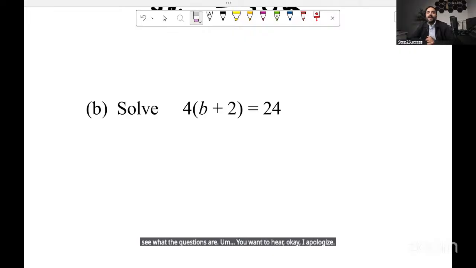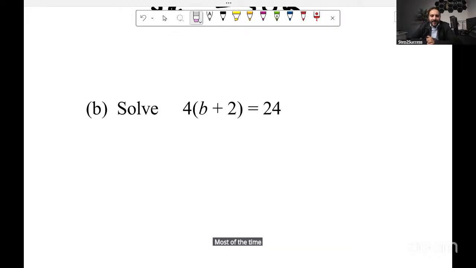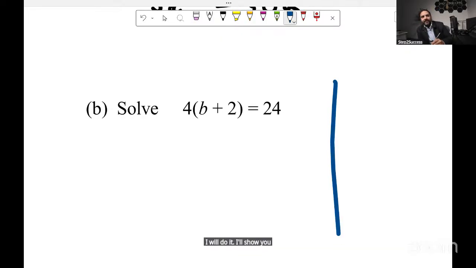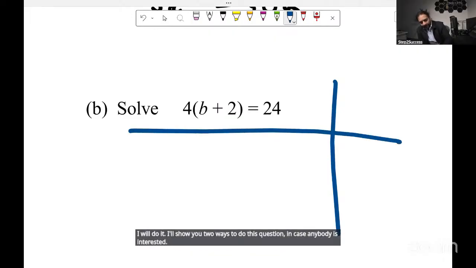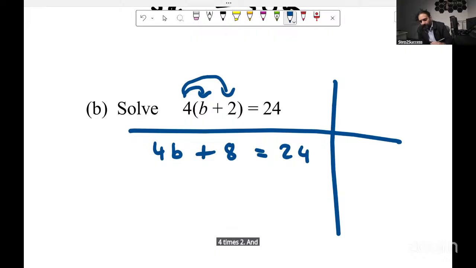You are here now. So, the thing with these numbers and brackets is that you most of the time will expand the brackets out. In this case, you don't actually have to do it, but I will do it. I'll show you two ways to do this question in case anybody is interested. If I expand the bracket, I do 4 times b, 4 times 2, and have equals 24 after it.